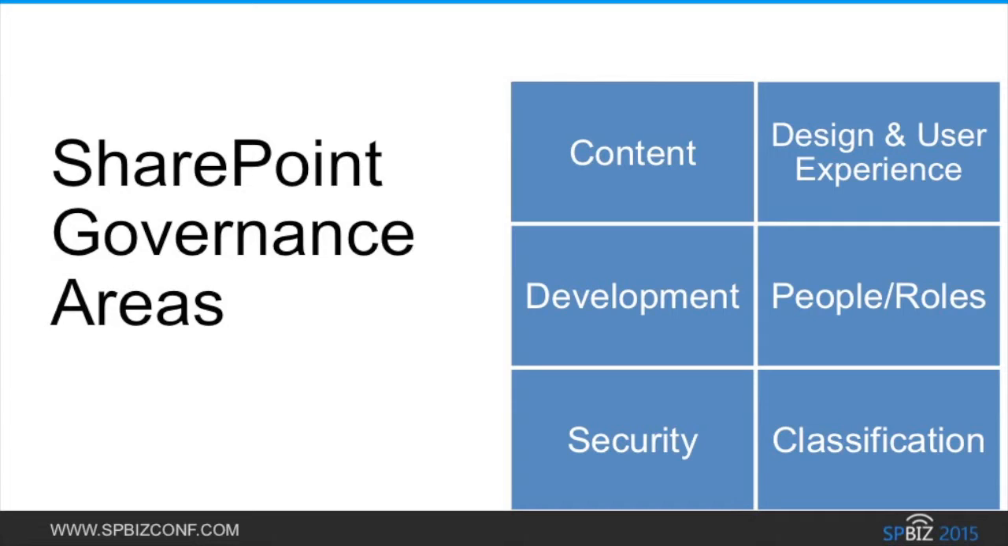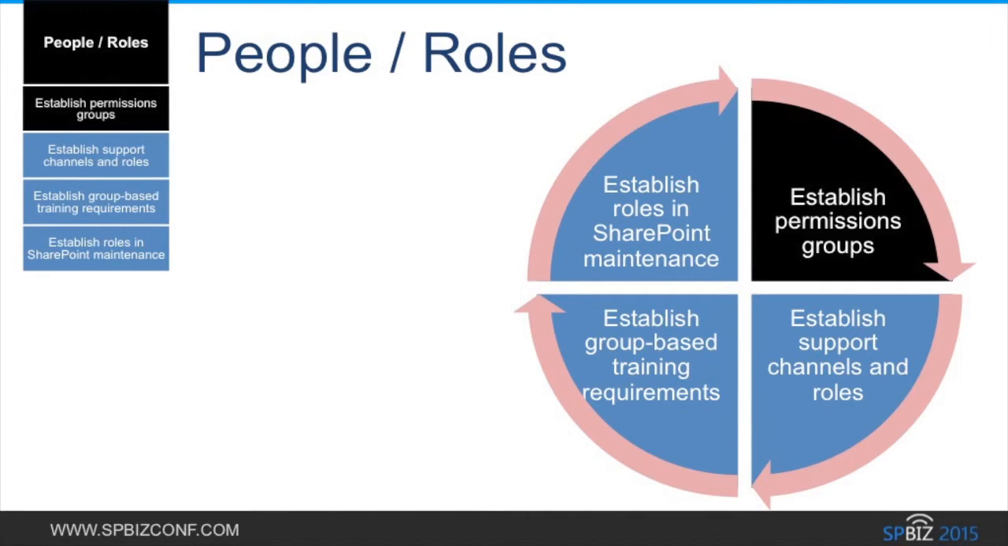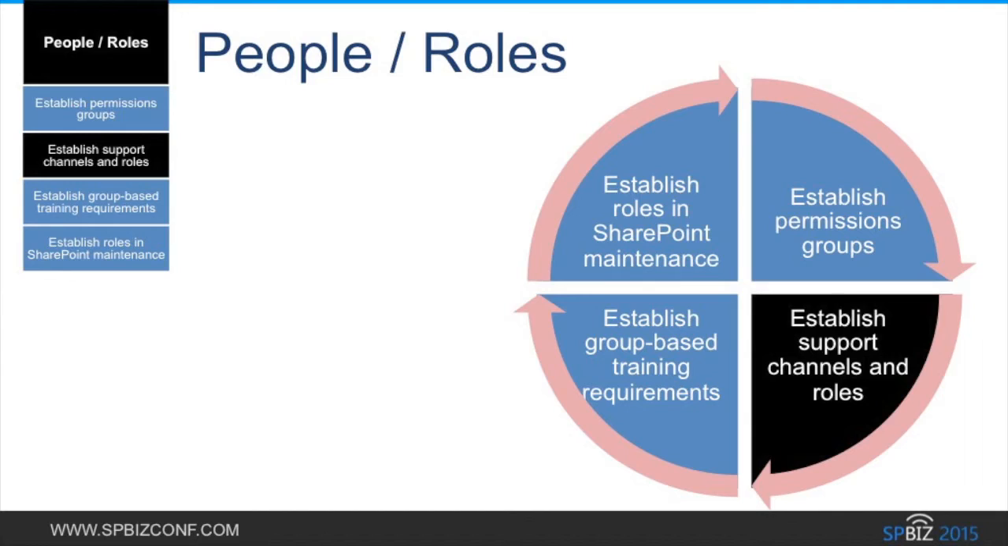Now let's discuss the next section in the Optismo SharePoint governance model: people and roles. For people and roles, you'll establish or list out your permissions groups. We like to have our clients list out where within their hierarchy of permissions groups there may be extension, instead of creating brand new permissions groups or, heaven forbid, utilizing custom permissions on an individual user, which, by the way, you don't ever want to do. Then, you'll establish your support channels and roles.